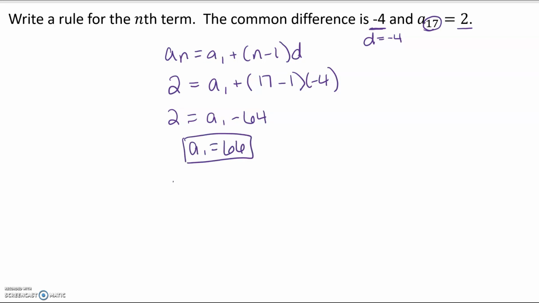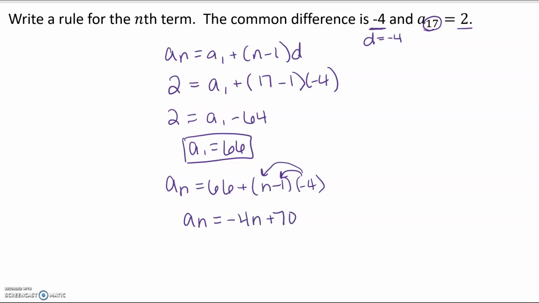Okay, once you have your first term, you can plug that back into your original formula. So I'm going to have 66 there, plus n minus 1 times a negative 4. Remember, you are distributing that negative 4 to both of those items inside the parentheses. And we have our nth rule, which is negative 4n plus 70.